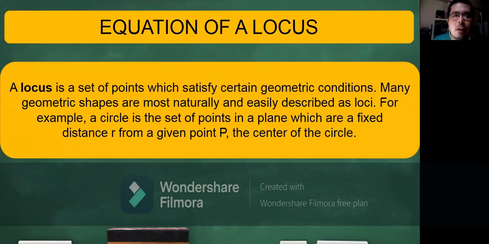A locus is a set of points which satisfy certain geometric conditions. Many geometric shapes are most naturally and easily described as loci. For example, a circle is the set of points in a plane which are a fixed distance r from a given point P, which is the center of the circle.